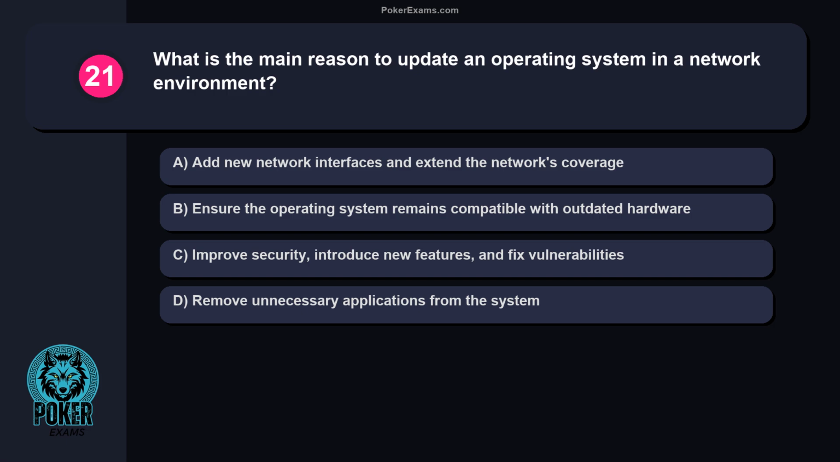Question 21. What is the main reason to update an operating system in a network environment? Add new network interfaces and extend the network's coverage. Ensure the operating system remains compatible with outdated hardware. Improve security, introduce new features, and fix vulnerabilities. Remove unnecessary applications from the system.